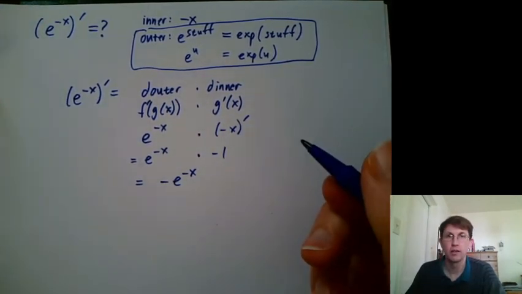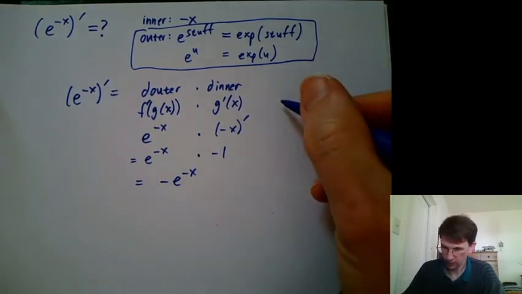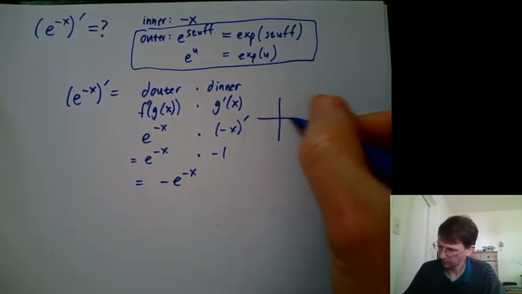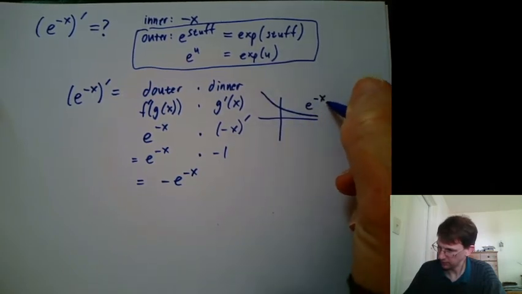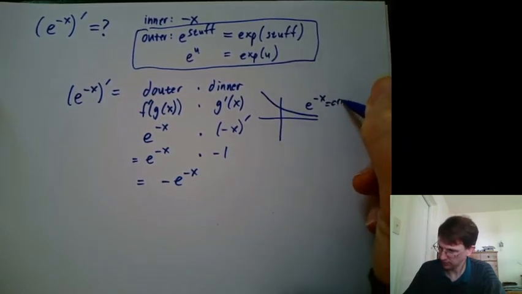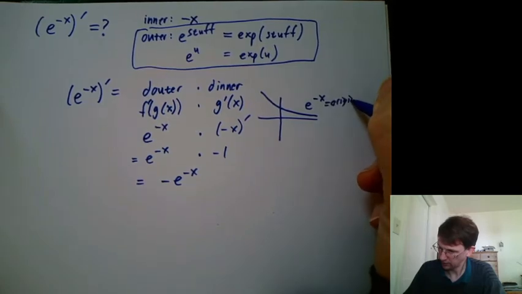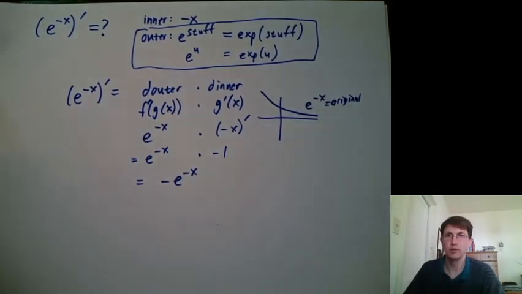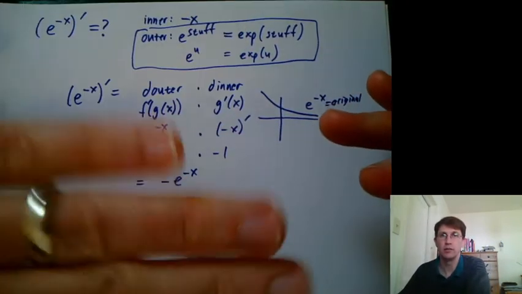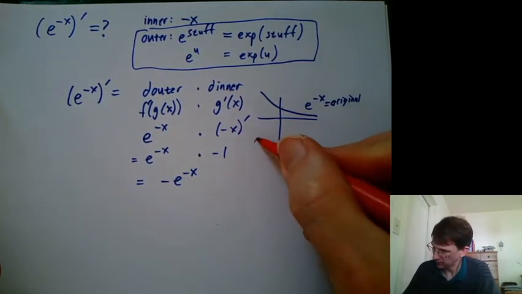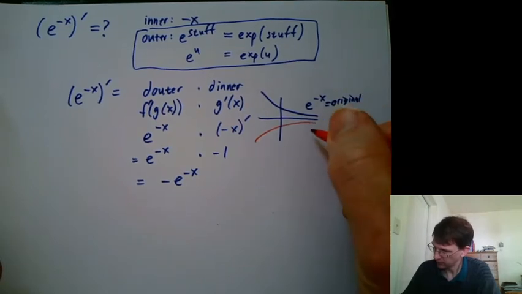Or you could think of it this way. Let's graph it. e to the negative x looks like this. That's our original function. And our derivative is like exponential decay, but upside down. So it's doing this.